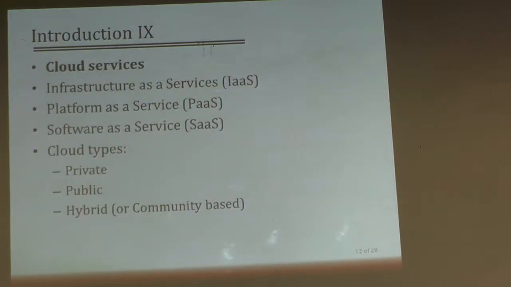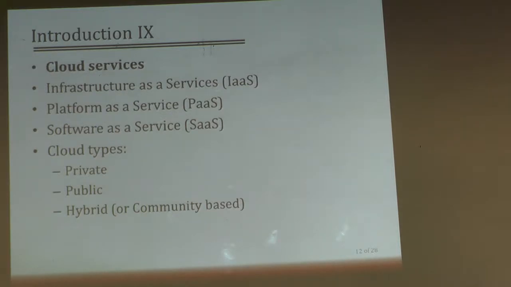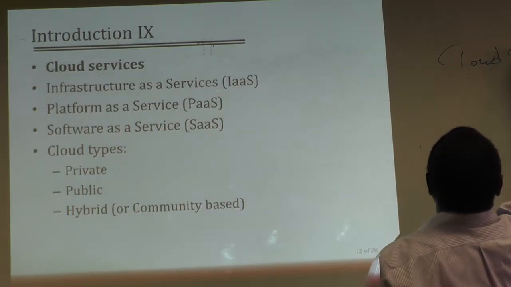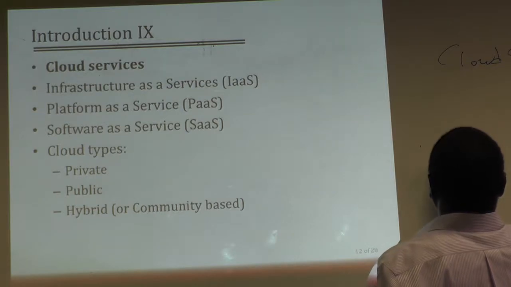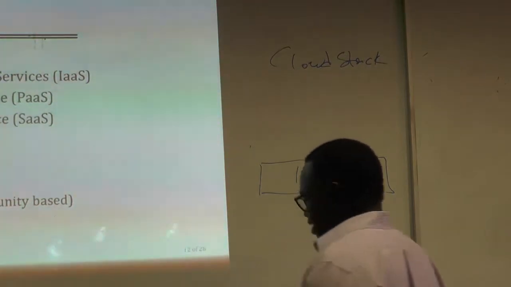Cloud services. There are three basic types. Now, when you read a lot of online stuff, there are some fanciful services that people talk about, but generally, whatever it is they are talking about can be put into these three categories. The first one is infrastructure as a service. This is the minimum. When you look at what we call a cloud stack, the bottommost layer of the cloud stack is the infrastructure as a service layer.